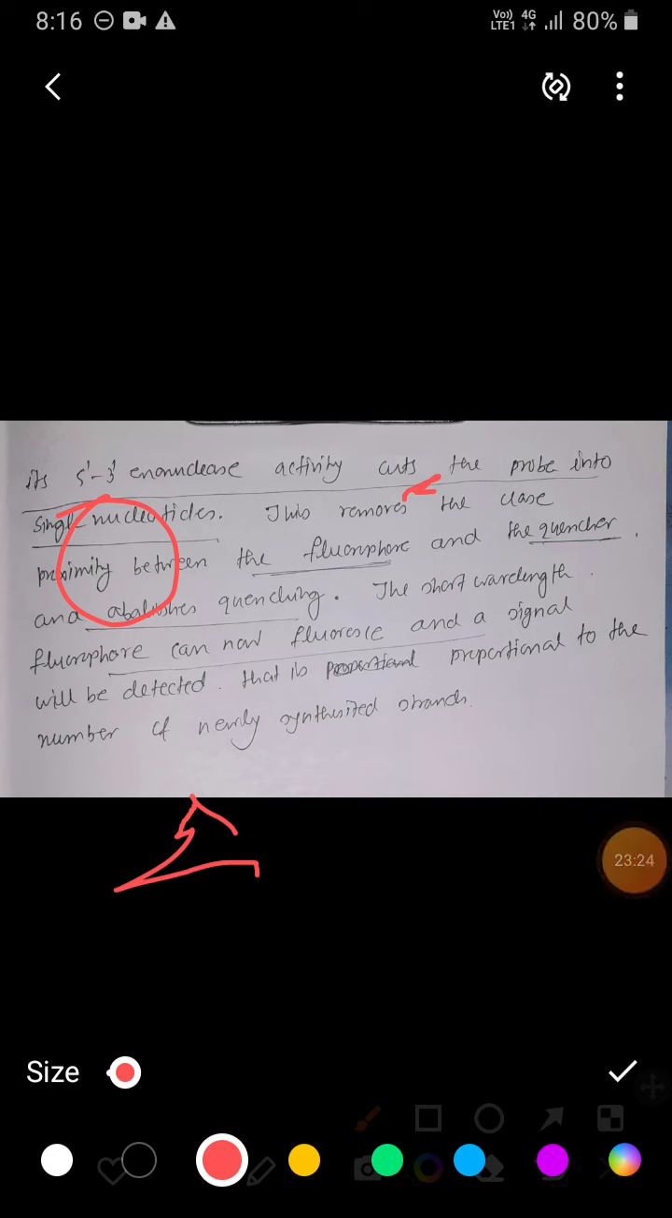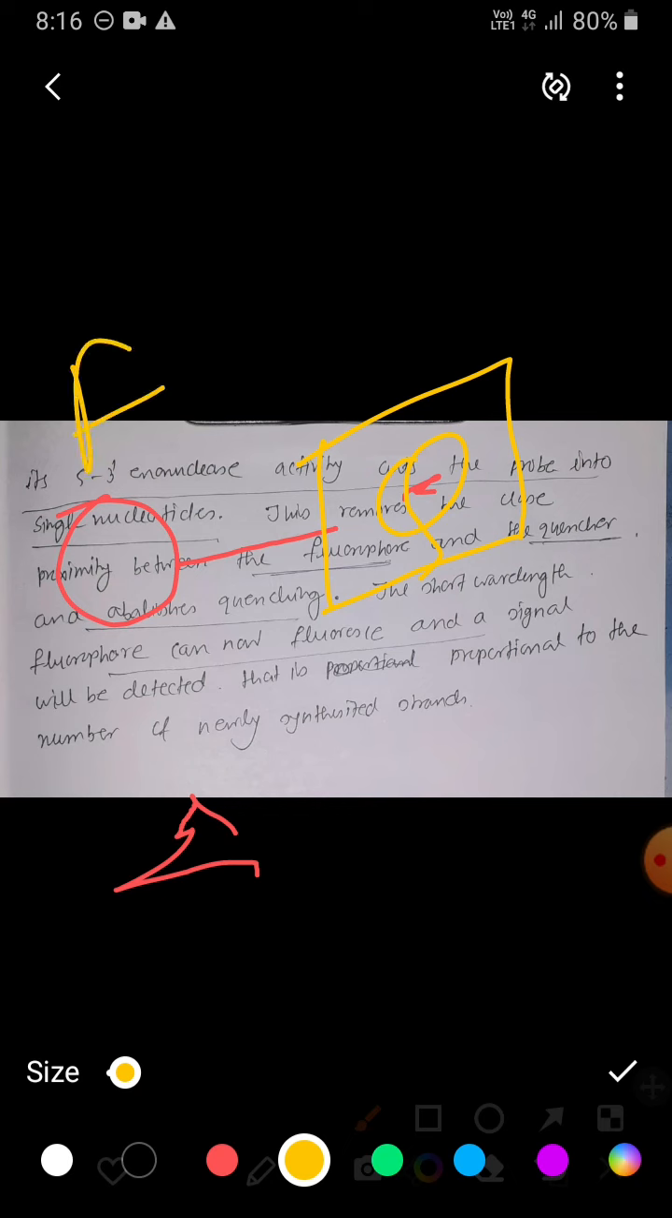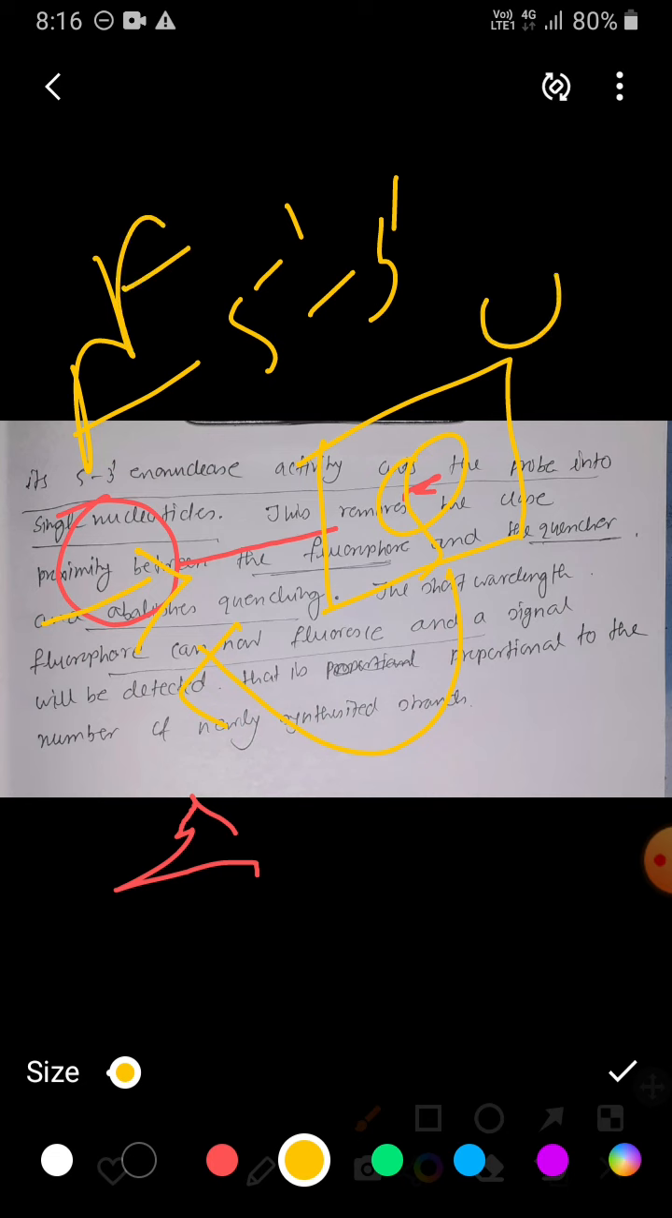One is our short wavelength fluorophore or fluorescent probe. Another one is the sequence that is complementary to the target DNA sequence, and another one is the quencher. The quencher, when the fluorescent probe is in close proximity, exhibits its quenching activity and inhibits its fluorescence property. But when the Taq DNA polymerase, with the help of its 5' to 3' exonuclease activity, cuts the TaqMan probe into single nucleotides, the fluorescent probe and quencher are cleaved into single nucleotides.